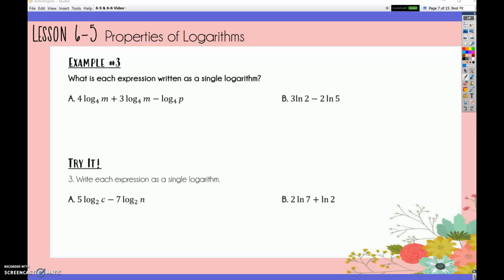So now they give us an expression, and it's the dragged out version here. We want to condense it as a single logarithm. So we're going to use those properties.